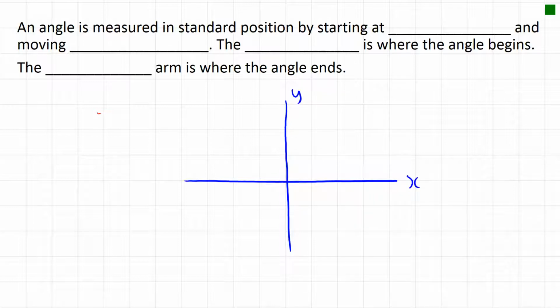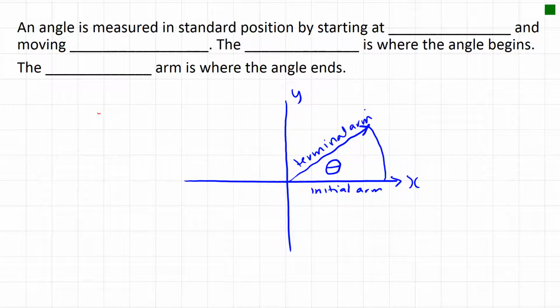If we start measuring an angle from the x-axis and we go counterclockwise, swing that x-axis kind of up, if you can imagine, and that is where the angle ends. We'll call that angle theta. This is called the initial arm of the angle, and this is called the terminal arm. And we are going counterclockwise when we measure something in standard position.